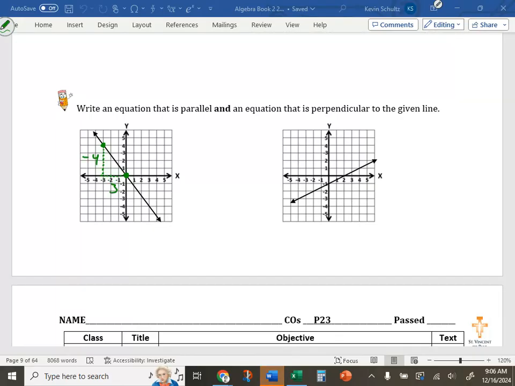Remember, all you need is the slope and the y-intercept. What's the equation of the given line, Grace? Y equals -4/3 x. Do we have to write the plus 0 there? No, but you could, right? So the directions say, write an equation that's parallel, an equation that's perpendicular to the given line. The given line we just found, y equals -4/3 x plus 0.